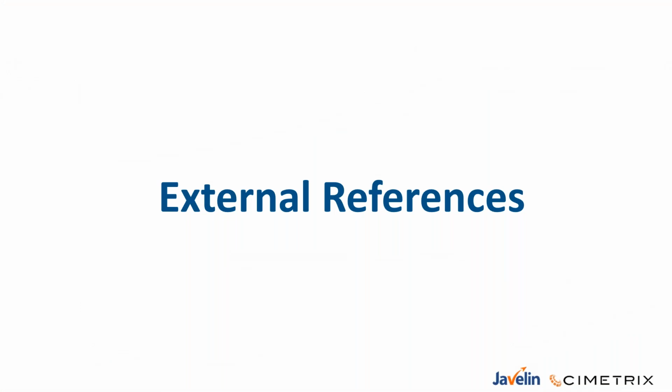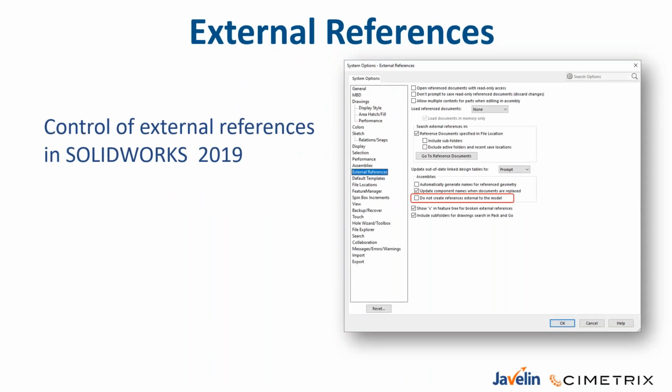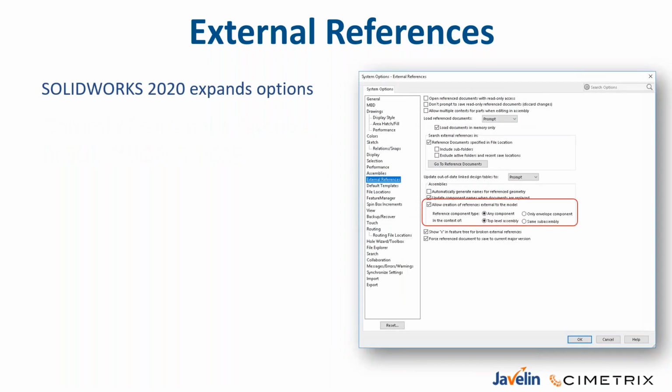Another great thing here in SOLIDWORKS 2020 is we have much more control of our external references. Envelopes are a great example of external references, and they're key to integrated design. Managing them, however, is very important for your actual large assembly performance. So in SOLIDWORKS 2019, we literally had an all or nothing approach to external references. We could either create them or not create them. Those were the only two options that we had. Whereas now in SOLIDWORKS 2020, this has been significantly expanded.